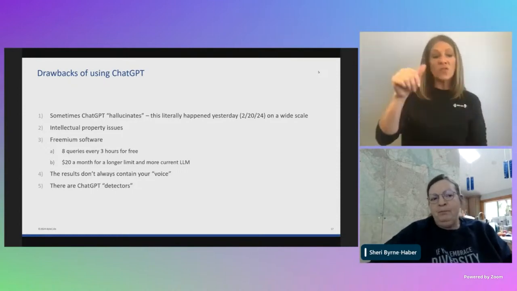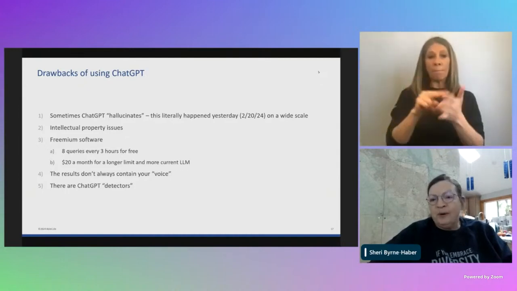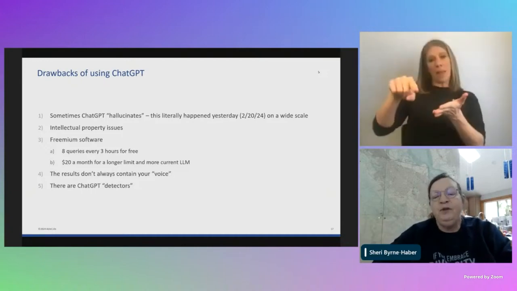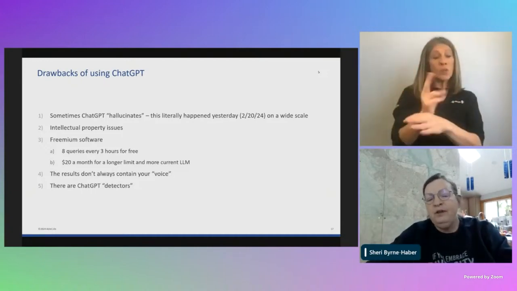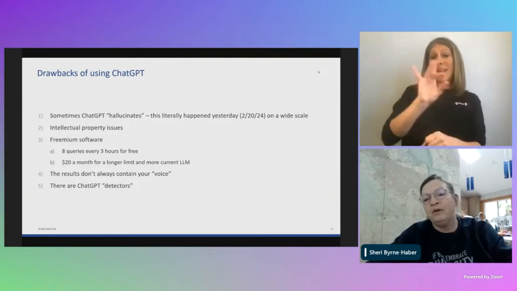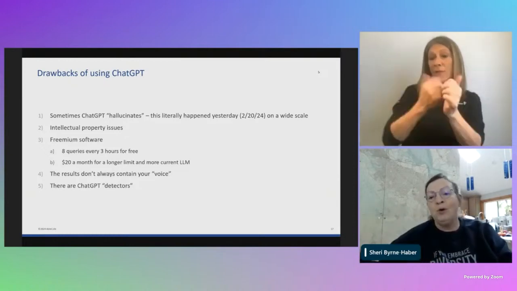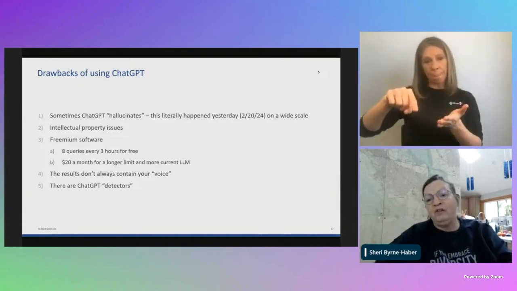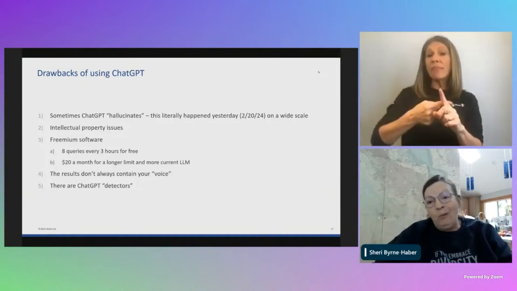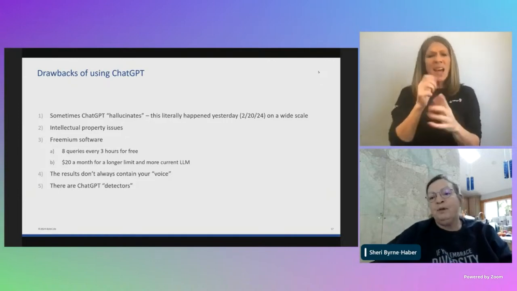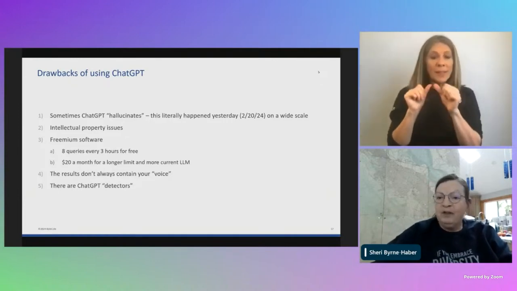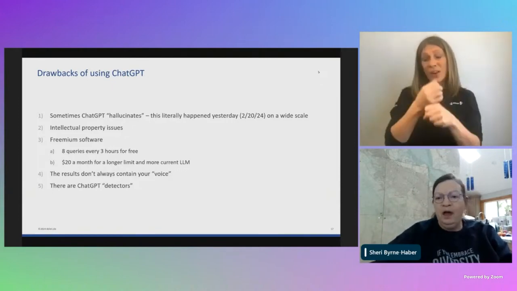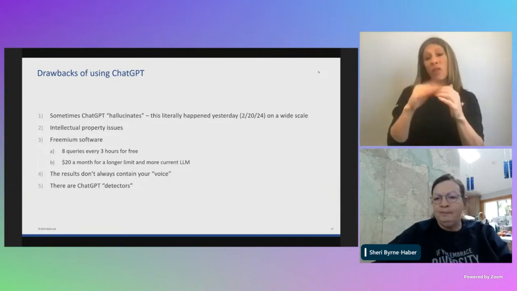ChatGPT is freemium, meaning if you want, it's free, but if you want premium service, you have to pay for it. So if you're using the free version, you get 8 queries every 3 hours. If you want the more advanced version, you have to pay for it. And it's $20 a month, which isn't outrageous, but for some people, as a continuing subscription, that comes out to $240 a year. That might end up being more than they can afford.